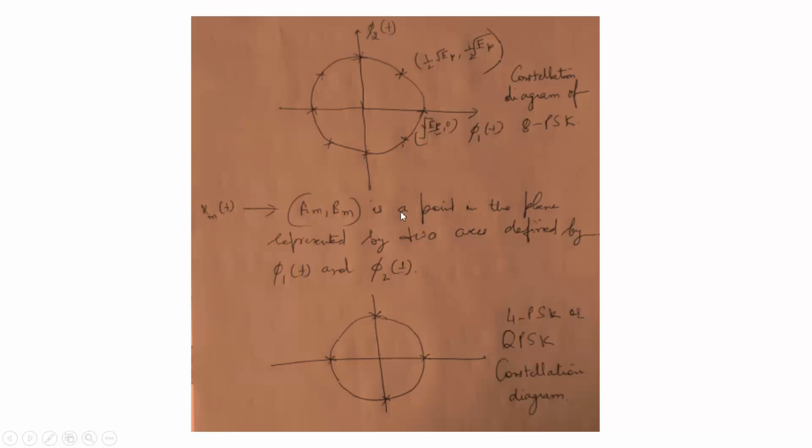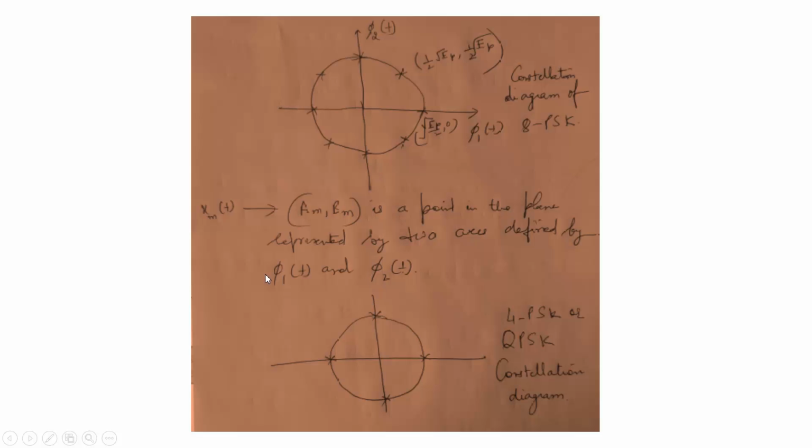So what are these a_m and b_m representing? a_m and b_m are representing the two coordinates of each point of the 8 PSK. And it is also important to mention here again that the points will lie on a circle. The locus of the points will be a circle, right? Because this is a constant energy modulation technique.